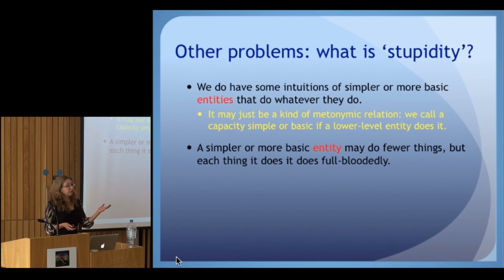So it also could be the case that you have a simpler or more basic entity, and that simpler or more basic entity may do less things. An atom doesn't have the behavioral repertoire of a planet or a ballerina, but everything it does can be done completely full-bloodedly. There's no reason to think that because this capacity is occurring at the lowest level, pick your lowest level, it doesn't mean that what it's doing is not as full-blooded as anything else.